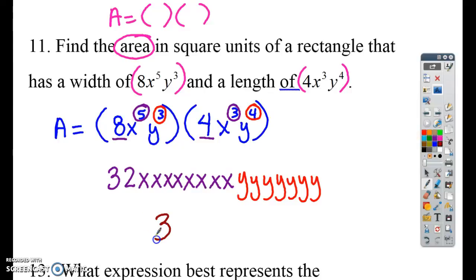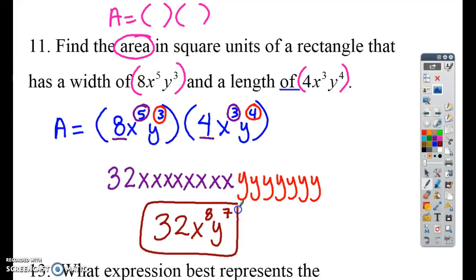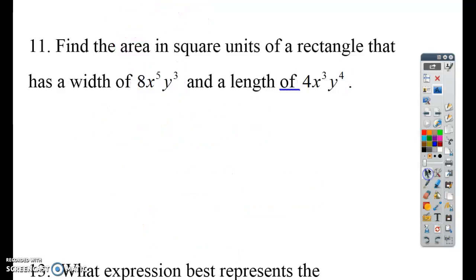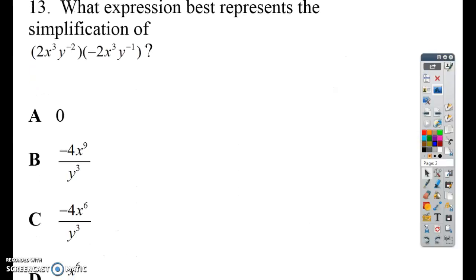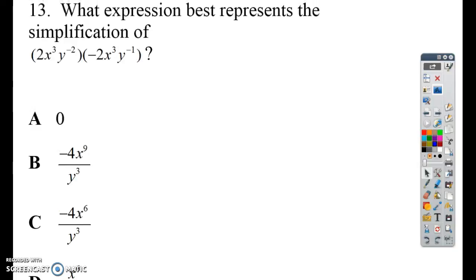8. So you have 32 x to the 8th power. How many y's do you have in total? Y to the 7th power. And that's your answer. So don't forget to expand and count. That's the same thing that you're going to do for problem number 13, except you have some negative exponents on there.